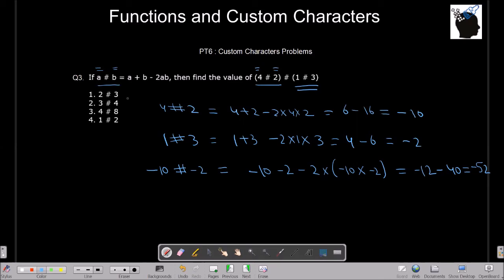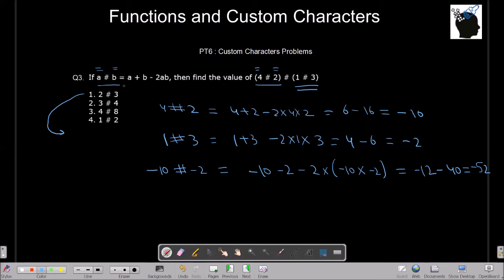Let's look at the answer choices. So 2 # 3, 3 # 4 and so on. So they have given the answer choices also as the function. So we need to solve for each and every answer choice and see which one gives us minus 52. Let's try the first one.